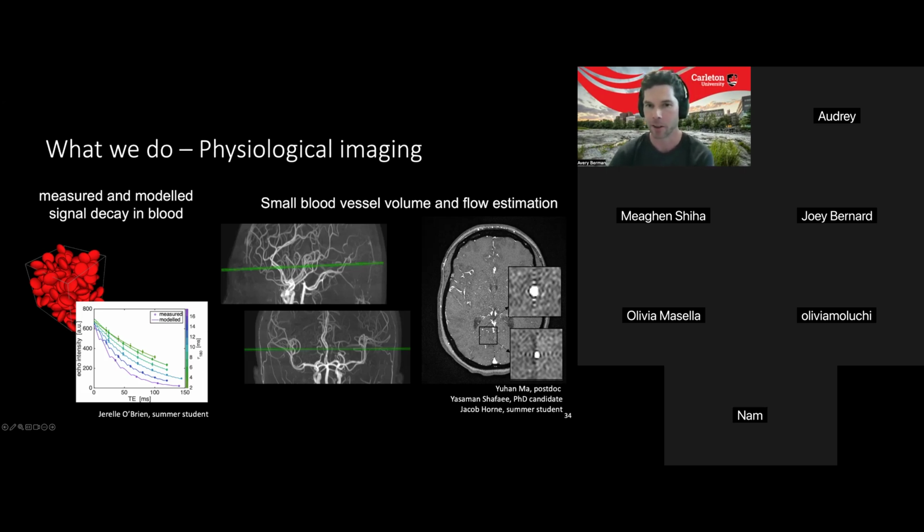And then combining this all, I also have a project developing very high spatial resolution vessel imaging, trying to estimate blood volume and flow through the smallest vessels that we're able to visualize. And we have more work on this, but I'm just showing you the snapshot. So a postdoc in my lab was working on this, and now my PhD student is taking over this project.